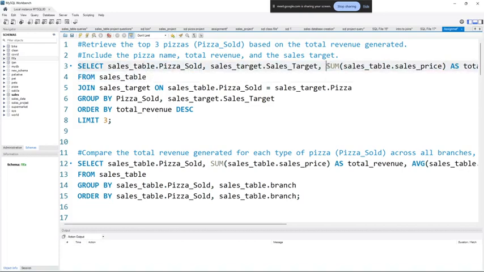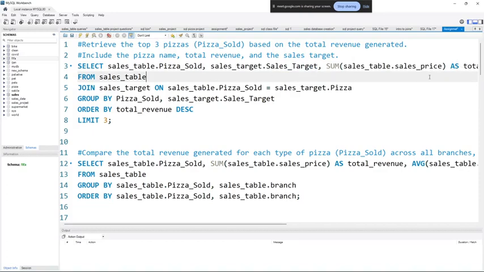The total revenue, which is this. This is the total revenue. And the sales target. And this sales target is on another table. The name of the table is what? Sales target table. And the name of the column is sales target. So now we've been able to do that.